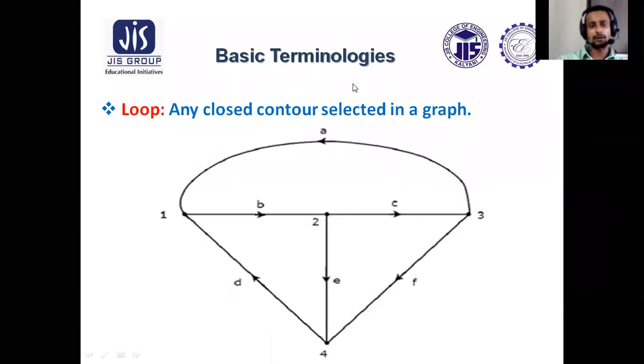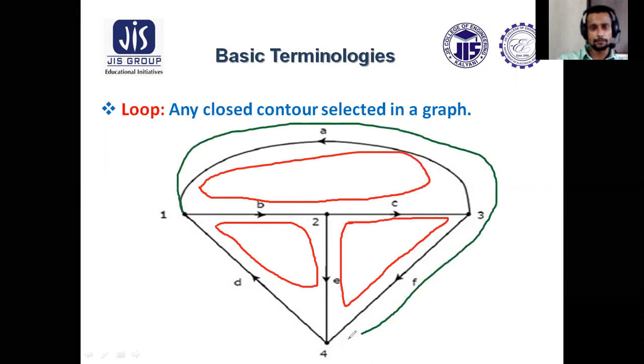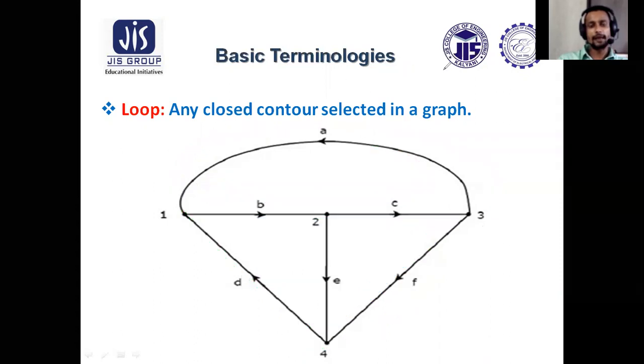Next is loop. Any closed contour selected in the graph. So what are the loops? As you all know, a loop is a closed path. Here, this one is a loop. This one is a loop. This one is a loop. Also, this one is a loop. This one is a loop. So all these are loops. So loop means any closed path. 1, 3, 2, 1 is a loop. 1, 2, 4, 1 is a loop. 2, 3, 4, 2 is a loop.